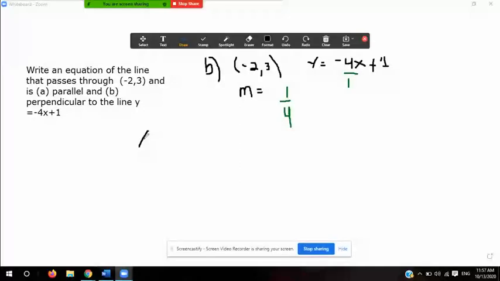So again, instead of writing y minus y sub 1, I'm going to say y minus 3 equals m. Now, instead of writing m, I'm going to change the value of m to 1/4. So I'm going to say 1/4. Now, instead of writing times x minus x sub 1, I change the value of x sub 1 to -2. So minus -2.